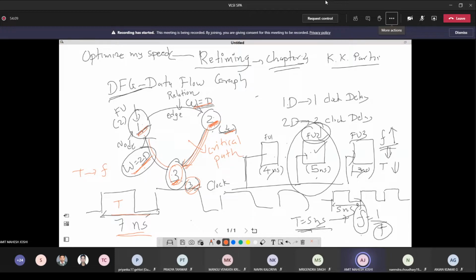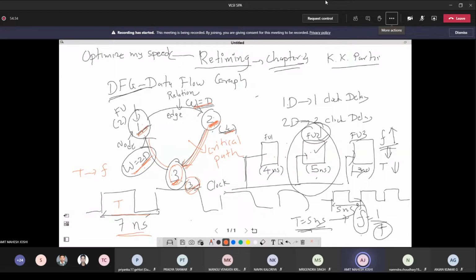This node to this node along with this edge is being defined as a critical path. Why critical path? Because for this particular path, whatever operation I need to perform has to be performed in 1 clock cycle only.